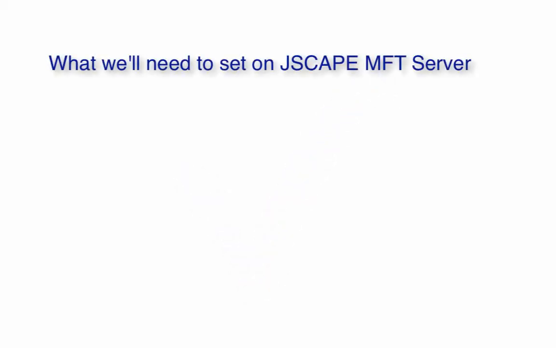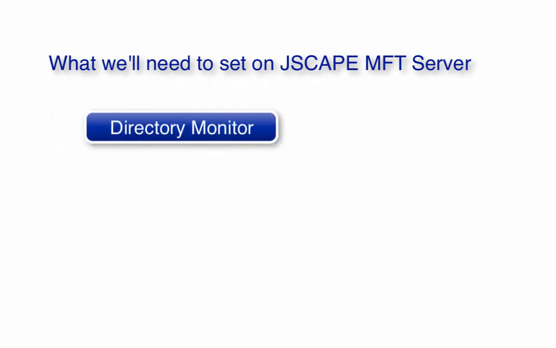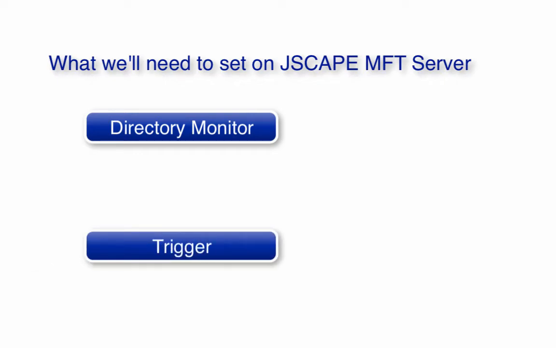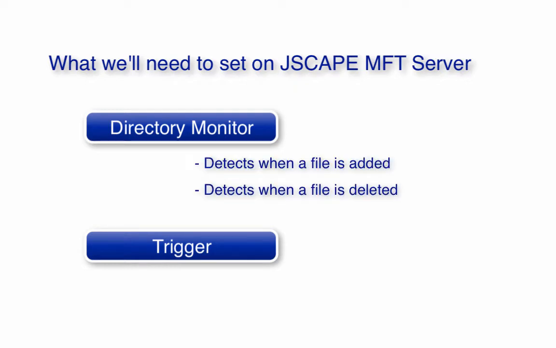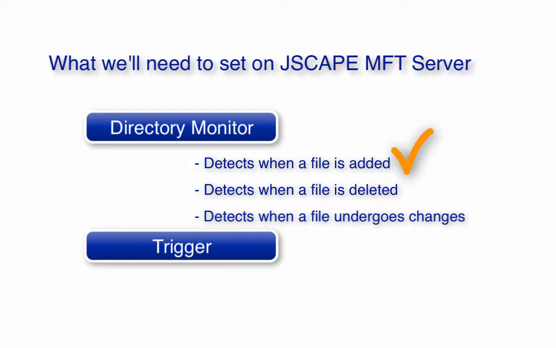Now there are many ways to automate AS2 file transfers on JSCAPE MFT Server. In this example, we're going to employ a directory monitor that captures file additions and a trigger that responds to the directory monitor file add event type. A directory monitor allows you to capture events on your local directories. For instance, a directory monitor can detect when a file is added, when a file is deleted, or when a file undergoes changes. The monitor we're about to create will be monitoring a directory for new file additions.